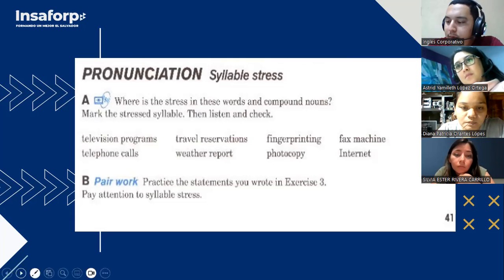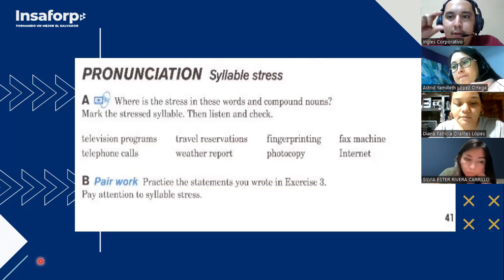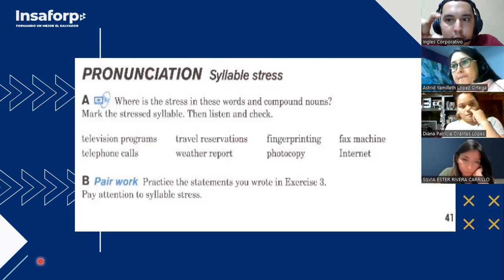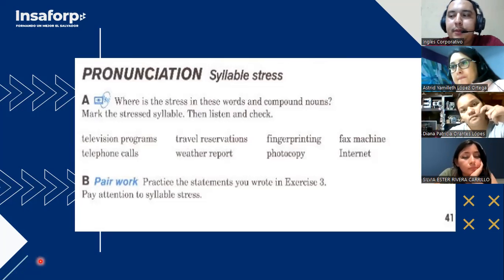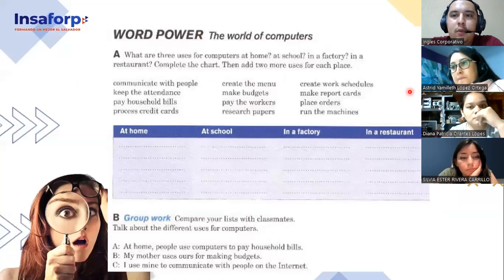Now we are going to move to our next slide because we are running out of time. I don't know if everything is clear here, guys, with the compound nouns. Yes, it's clear. Okay, everything is clear with the compounds. Let's move to the other slide. We have a lot to do here.